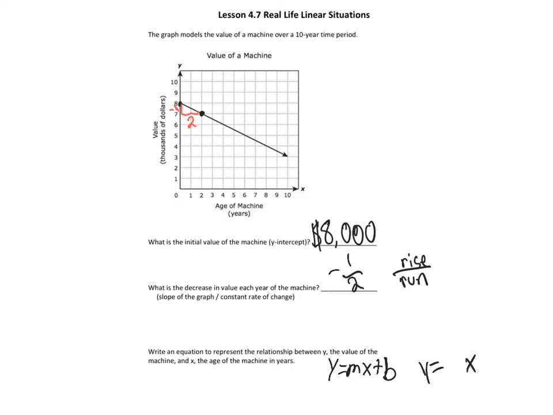So we know that slope equals m, and we know that the y-intercept equals b. So now we just plug in those numbers. Our m was -1/2, and our b is the positive 8,000.